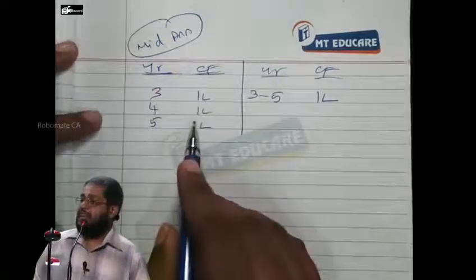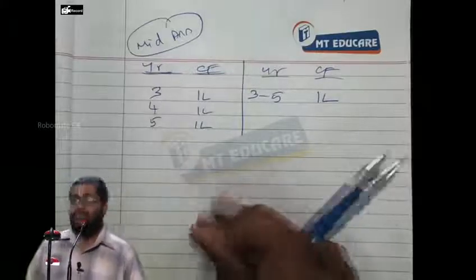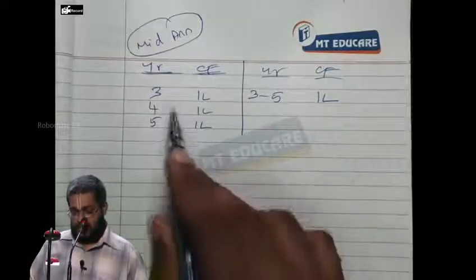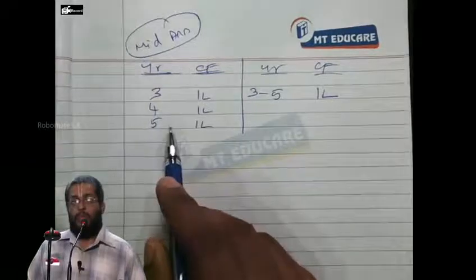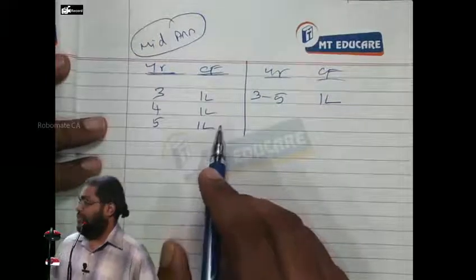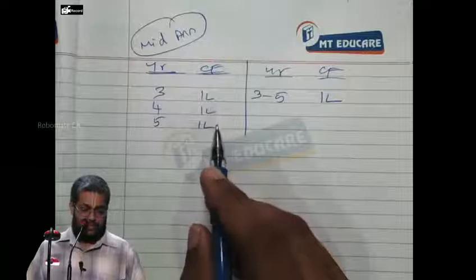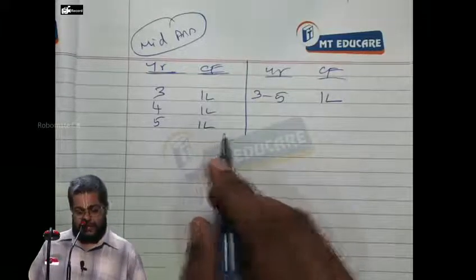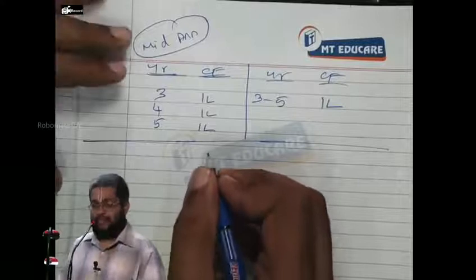Write down. Have you finished copying this? Write down what has been dictated. Mid annuity. Example: year and cash flow. Year 3, year 4, year 5. What is the cash flow? 1 lakh, 1 lakh and 1 lakh. Calculate the present value if the discount rate is 10%.